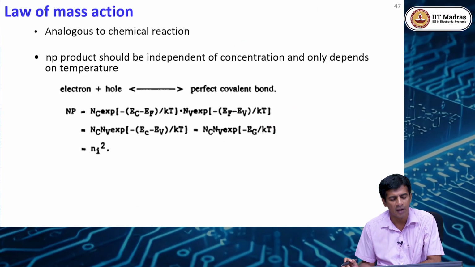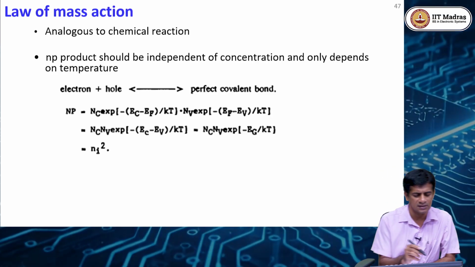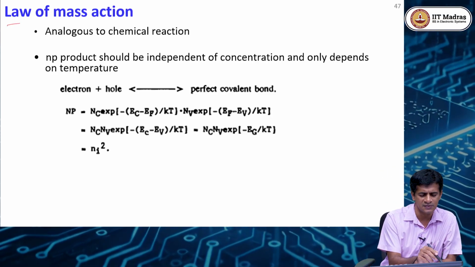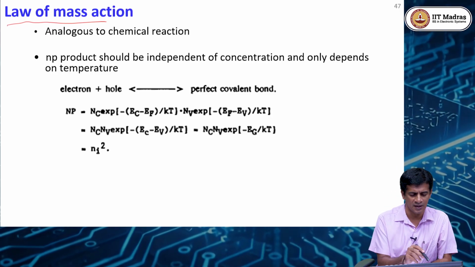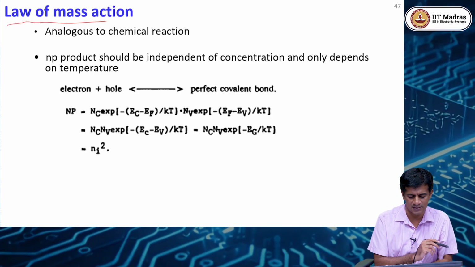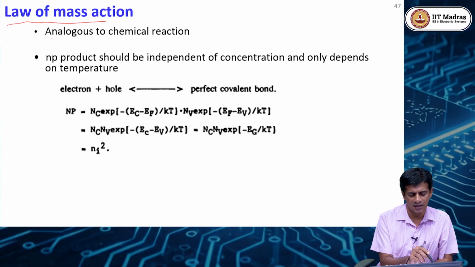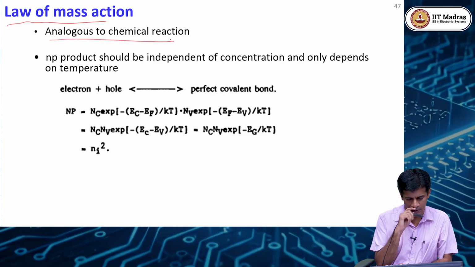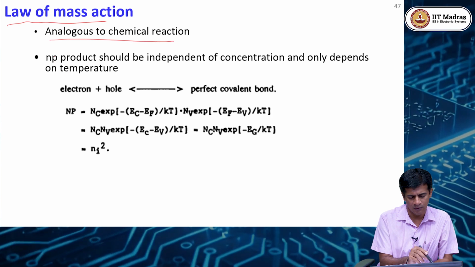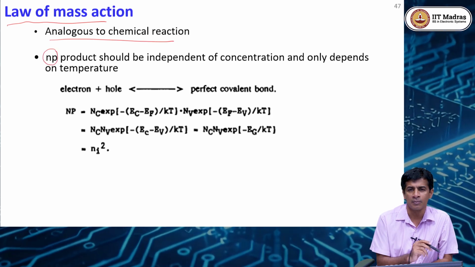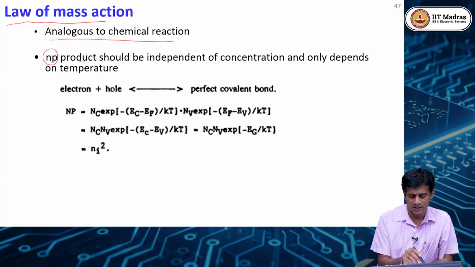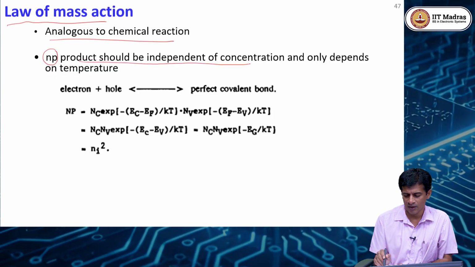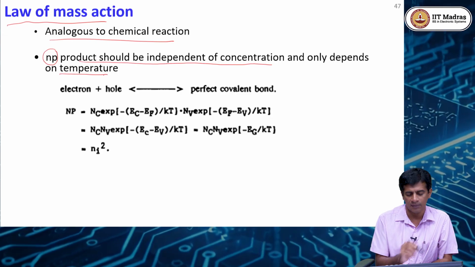Now let us come to this one. It comes from chemical thermodynamics. It is called the law of mass action, analogous to a chemical reaction. Take the np product, the product of electron concentration and hole concentration. What it says is that the product is independent of the doping concentration. It only depends upon the temperature.